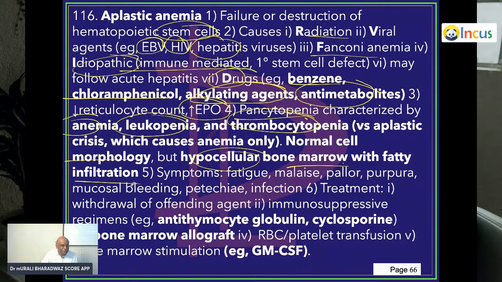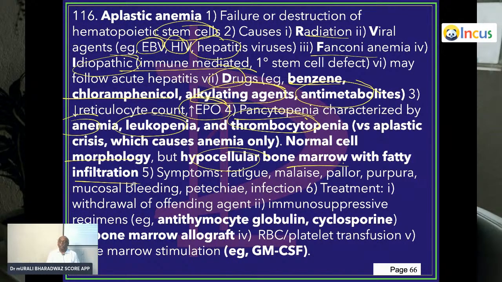2 conditions which are what type of anemia? Normocytic, normochromic anemia. Like a parrot, you have to wake up and answer. Anemia of chronic disease and aplastic anemia. Right? Good.